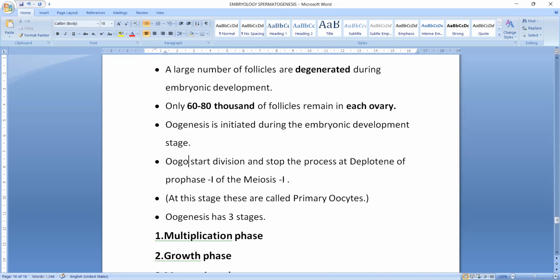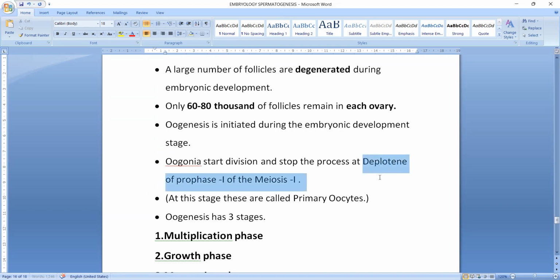Oogonia start division and stop the process at the diplotene stage of prophase 1 of meiosis 1.